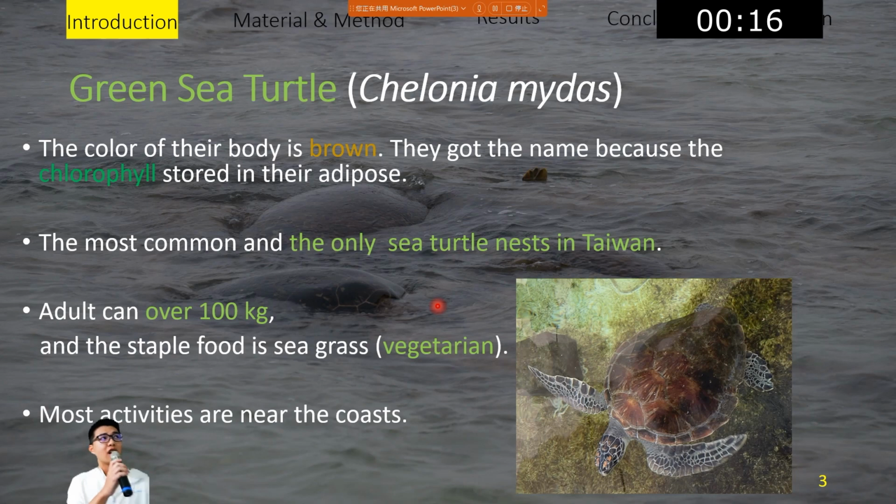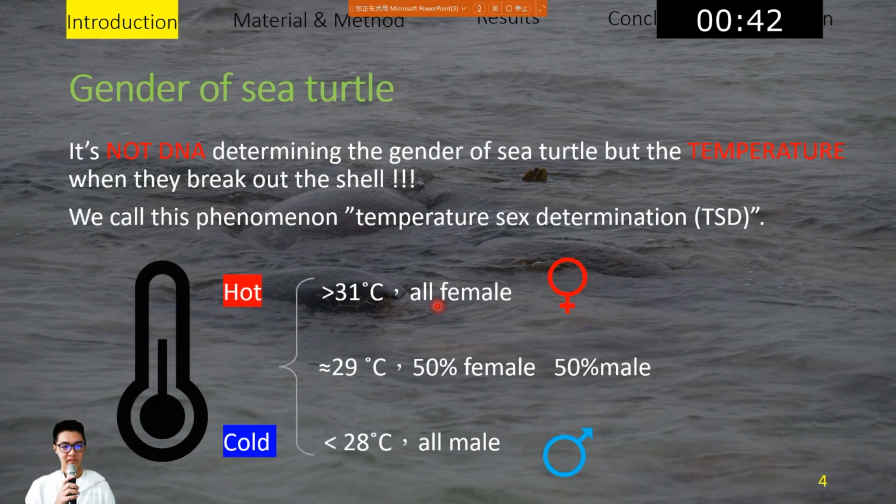They got their name because they store chlorophyll in their fat. Instead, they look green. They look brown like in the picture, so don't misunderstand it. The green sea turtle is the most common and the only sea turtle nesting in Taiwan. Adults can be over 100 kilograms, but their staple food is seagrass. They are vegetarian. That's why most of their activities are near the coast.